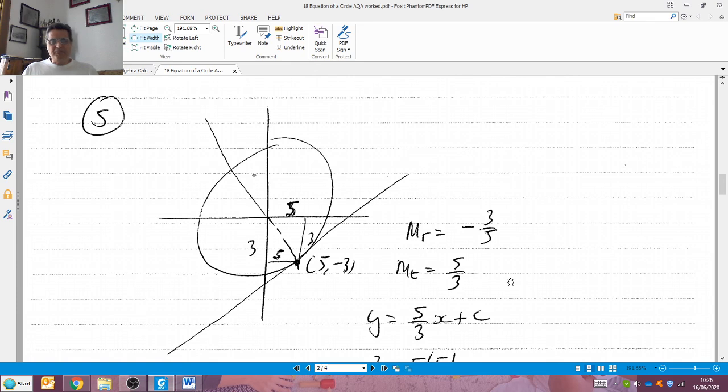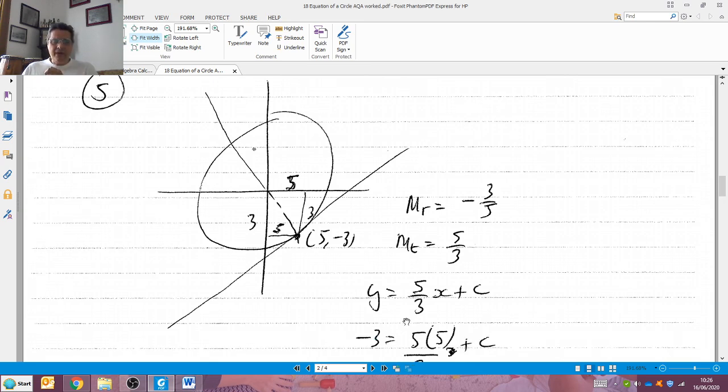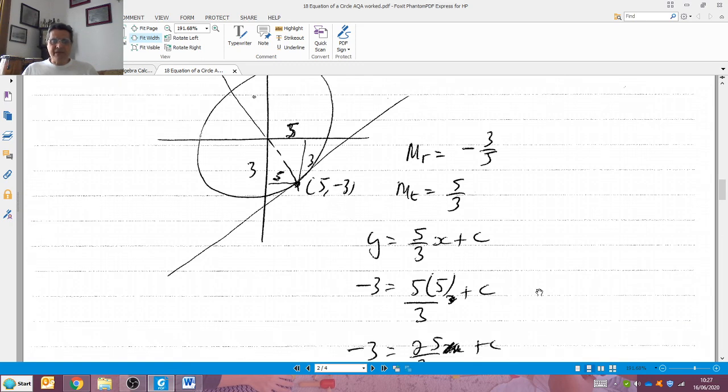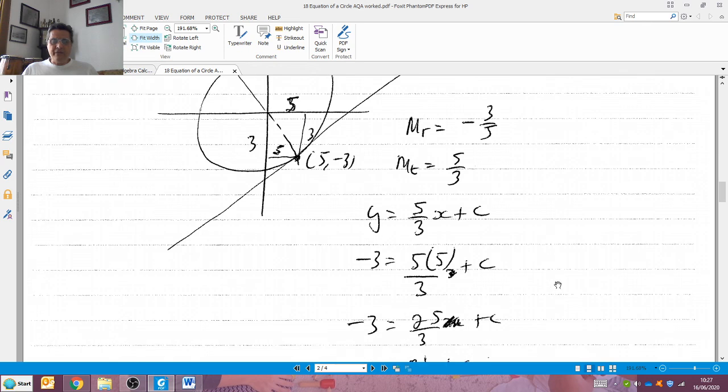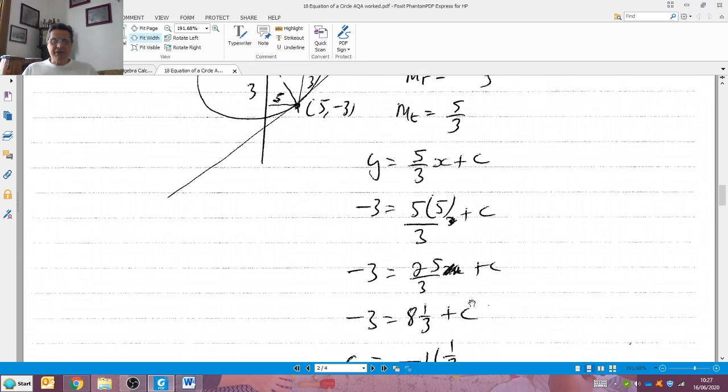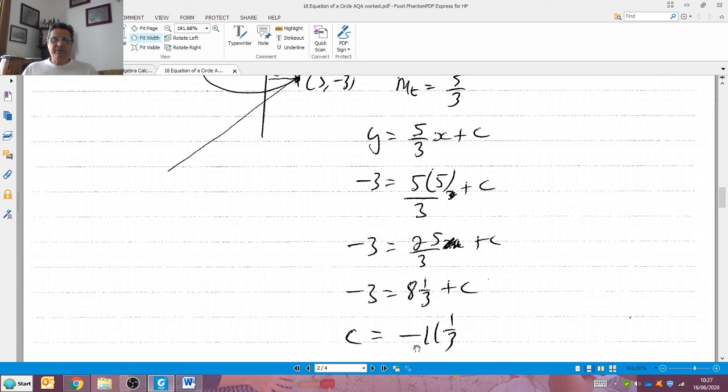So the equation of that tangent is y equals 5/3 of x plus intercept. Let's get the intercept, and we know this equation passes through the point (5, -3). We've got to use (5, -3), I'm afraid. So plug in the minus 3 for the y, plug in the 5 for the x. That comes to 25 over 3, which comes to 8 1/3. Yeah, 8 and 1 left over. Take over the 8 1/3 and subtract. So the intercept is 0 minus 11 1/3.